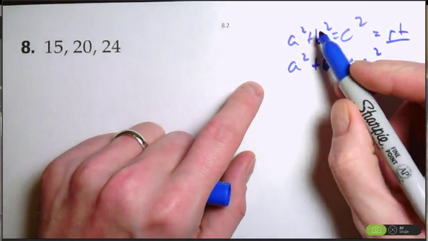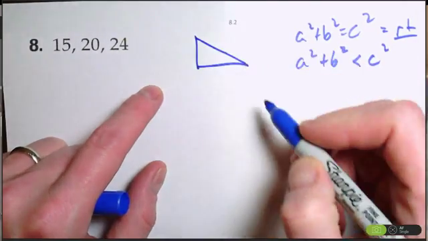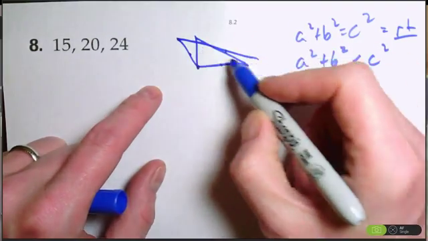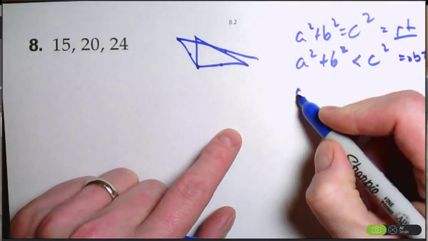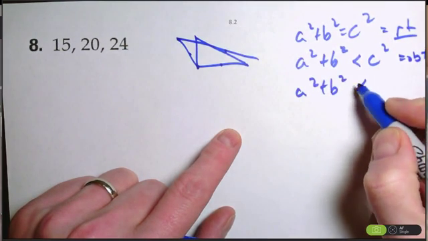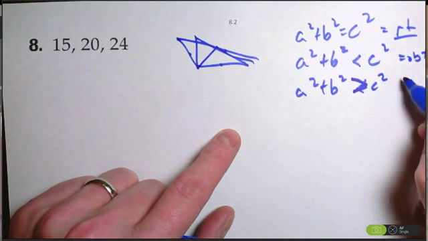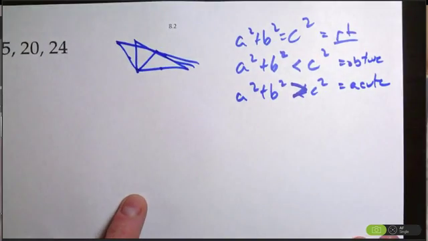What that means is, let's say these guys stayed the same size, but c got bigger. Well, here it is as a right triangle. If I make this one bigger, but keep those the same, it's going to open that angle up. So this would be obtuse. And if a squared plus b squared is greater than c squared, that means I made c smaller. That means then this is acute. Okay. So that's what I'm looking to see.